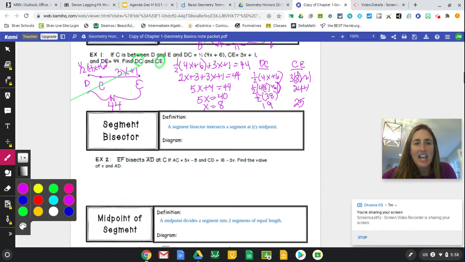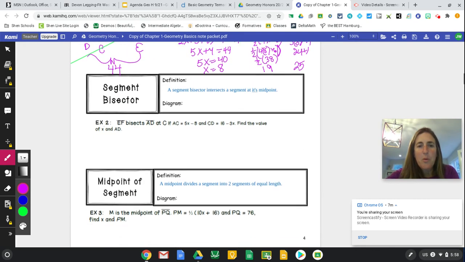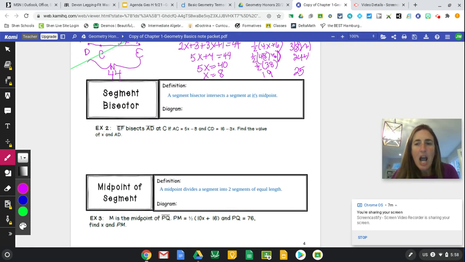Let's look at the next thing. The next term we're going to look at is called a segment bisector. A segment bisector intersects a segment at its midpoint. Well, at the same time, we might as well write down what a midpoint is. A midpoint divides a segment into 2 segments of equal length.